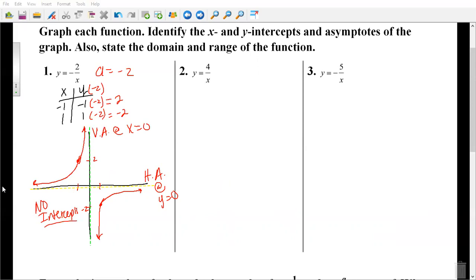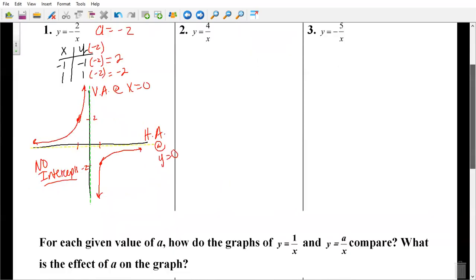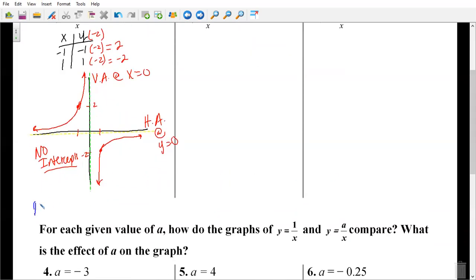And my domain and range are pretty easy. My domain, I'm going to write it as inequalities: x is greater than 0 or x is less than 0. And my range is y is greater than 0 or y is less than 0.